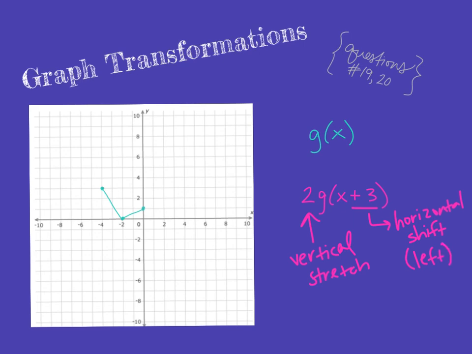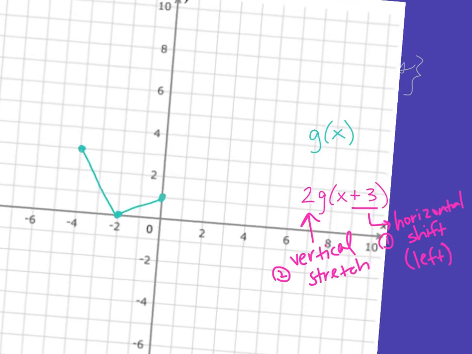We are going to do the horizontal shift first and then the vertical stretch second. The order that you do these does matter, but I don't think the order will matter in the end for any of the ones on your test. But you do want to focus on going left or right first, doing any vertical stretches second, then do any reflections third, and lastly we shift up or down. So the first thing we're going to look at is the horizontal shift.